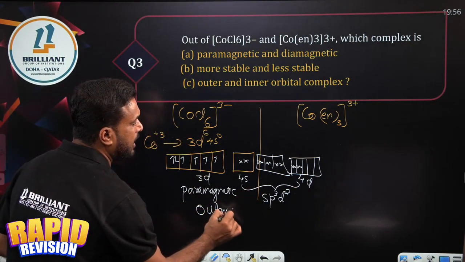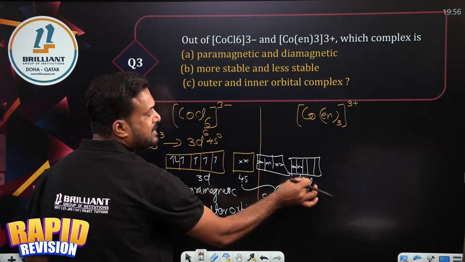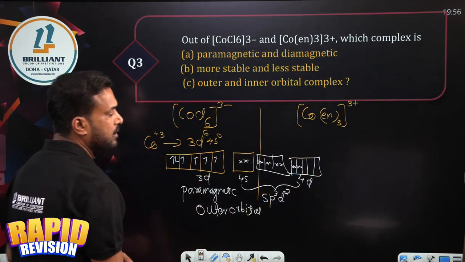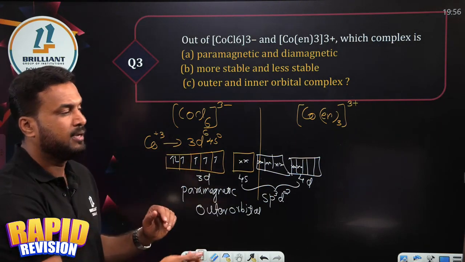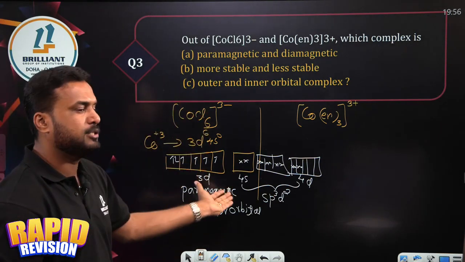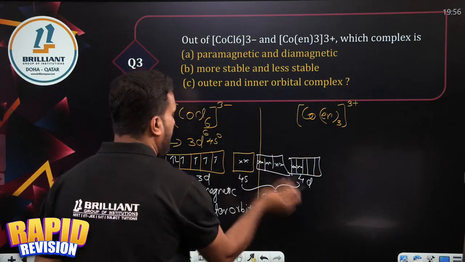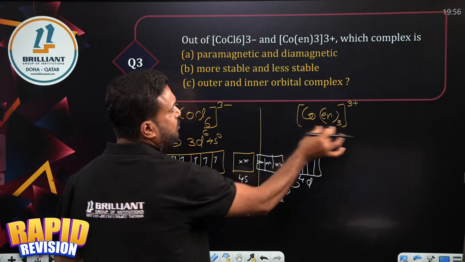How do you identify it is outer orbital? Outer orbital means if the outer d subshell is used for hybridization, it's called an outer orbital complex. Inner d is used, in the previous case we got d2sp3. Coordination number 6 means either d2sp3 or sp3d2 only we will get. Yes, the first one is outer d. Outer d is making use for hybridization, that's why. Then we can go for the next.